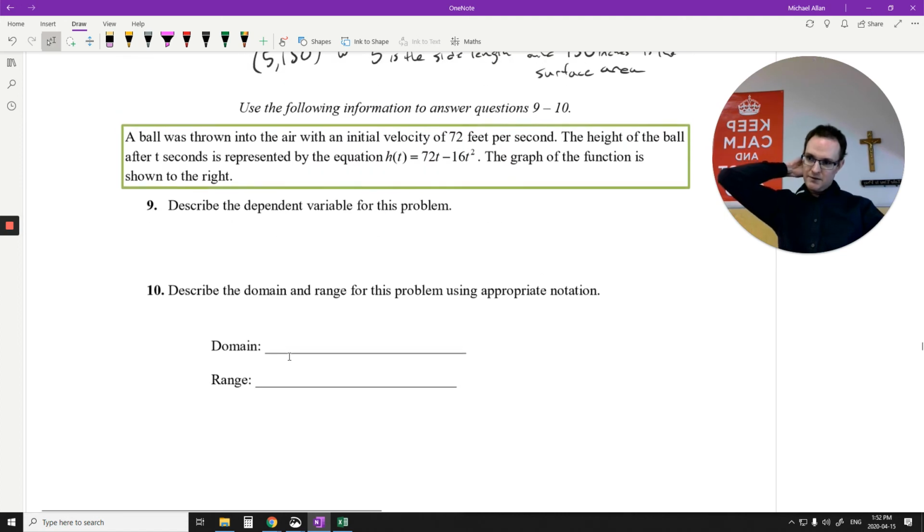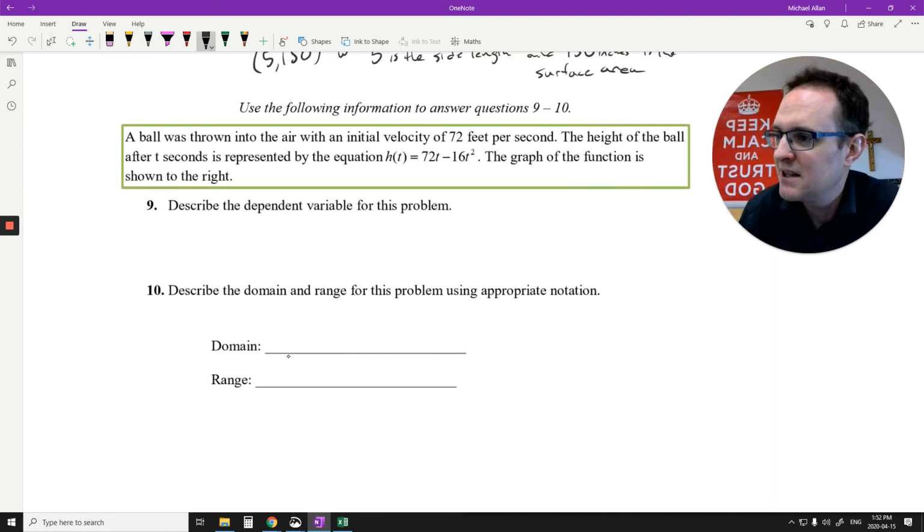Ball thrown in the air, and then we have this nice little quadratic here. Got t squared, you got t's. What's the dependent variable in this case? So your dependent variable, you notice that they named the function h. Probably stands for height. This is the height of the ball. So my dependent variable for this case is going to be the height. And I'll just call that h.